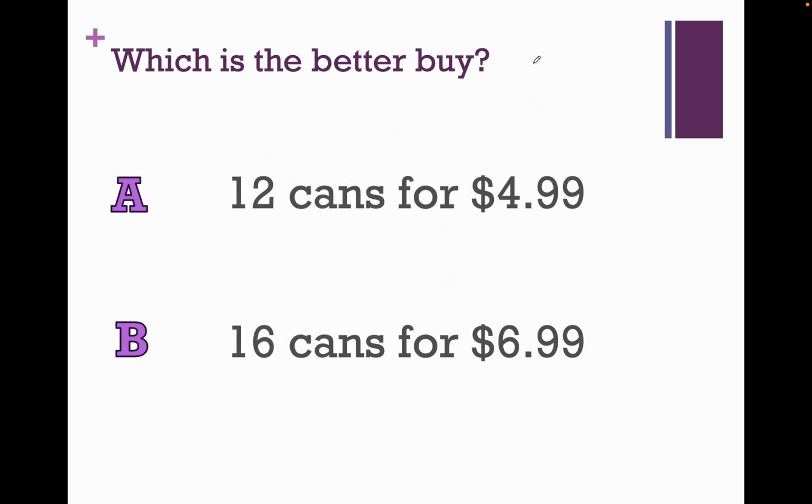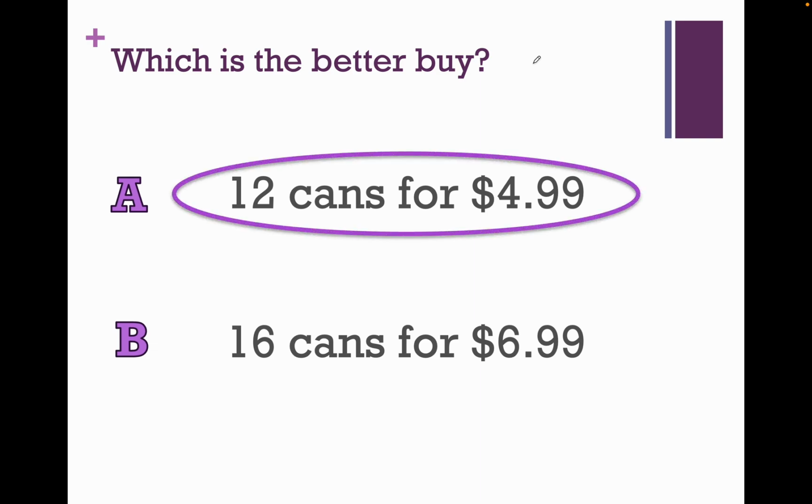Which of these is the better buy? 12 cans for $4.99 or 16 cans for $6.99? That would be, again, option A.